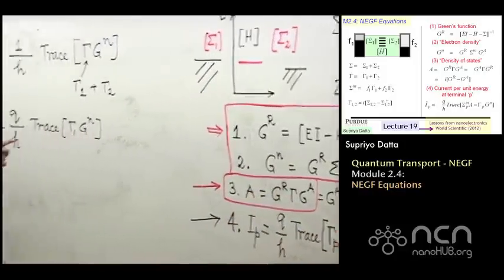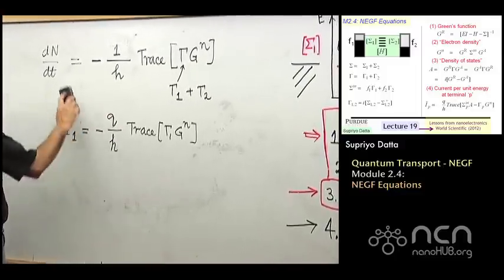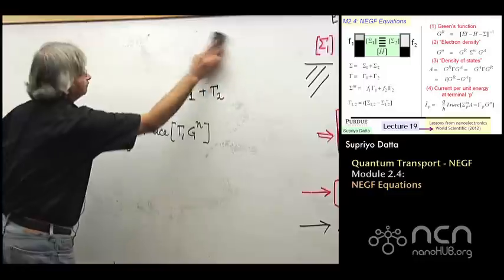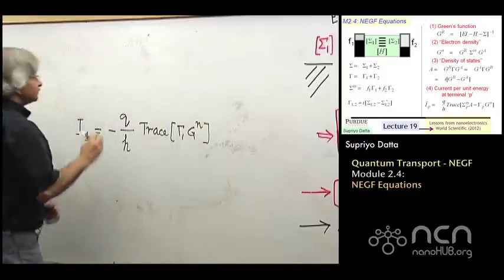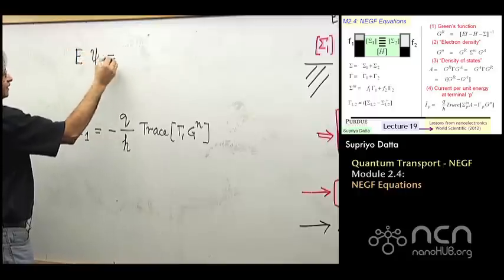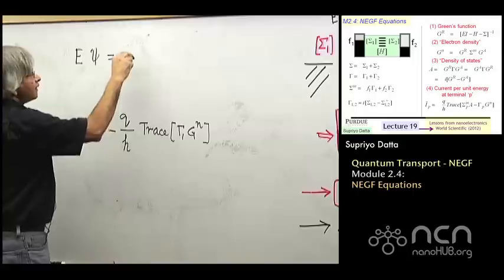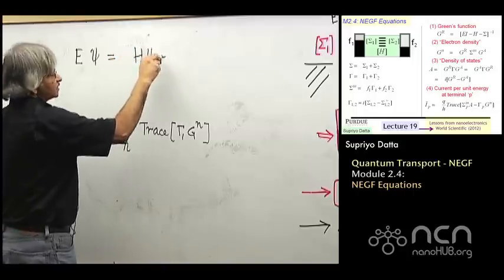Now, just to explain where the first term comes from, the idea is that we started from this modified Schrödinger equation, which looks like Eψ is equal to Hψ plus σψ.